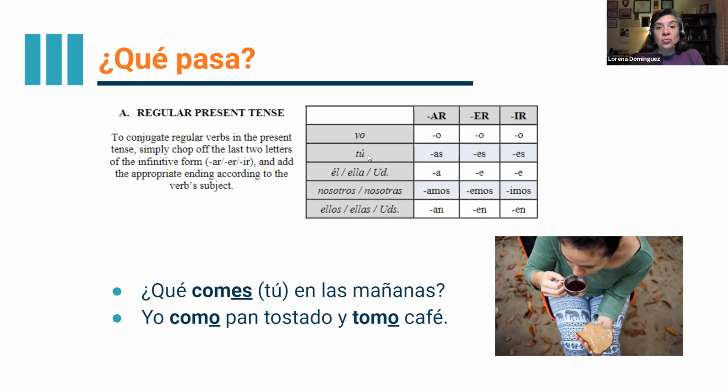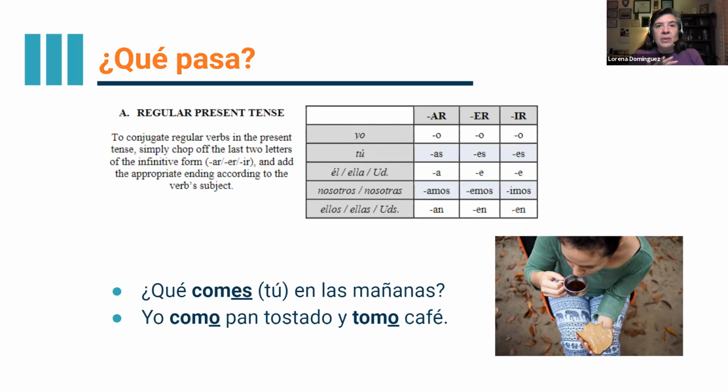If you're using tú, it ends with AS or ES. For example, caminar, tú caminas, tú comes, tú escribes. Okay, so don't worry too much about this right now because we're going to practice it more in class during the 12 weeks. But just so you know, this is going to be part of your material.